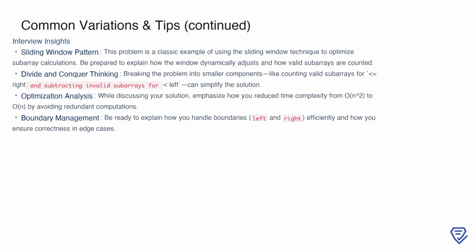When explaining your solution, highlight how you optimized the time complexity from n² to n by eliminating redundant computations. This demonstrates your ability to write efficient code. Lastly, make sure you can articulate how you handle the boundaries defined by left and right. Efficient boundary management ensures correctness, especially in edge cases, and is a detail interviewers often focus on.